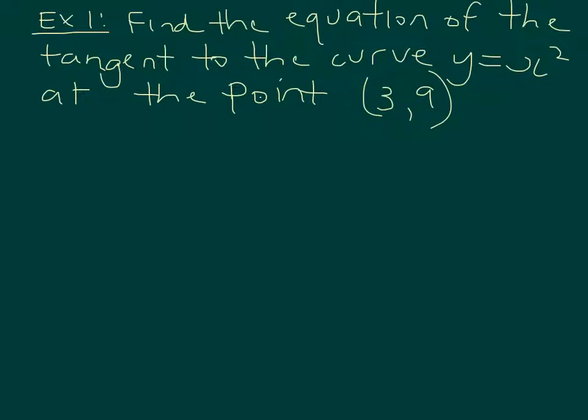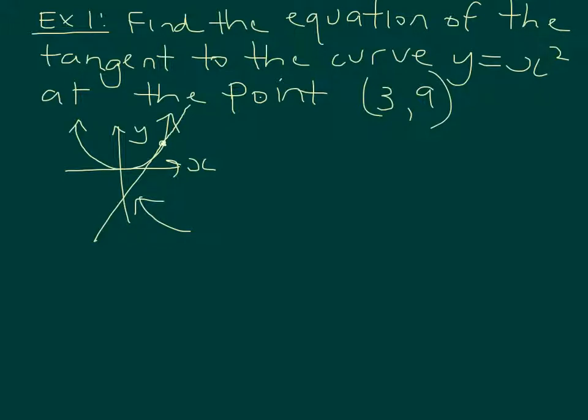Okay, so we've got our first example. Find the equation of the tangent to the curve y equals x squared at the point (3, 9). So if we draw ourselves just a little sketch, we know that's a parabola, vertex (0, 0), and the point (3, 9) might be somewhere there, doesn't really matter. The question is asking us, what is the equation of that tangent?